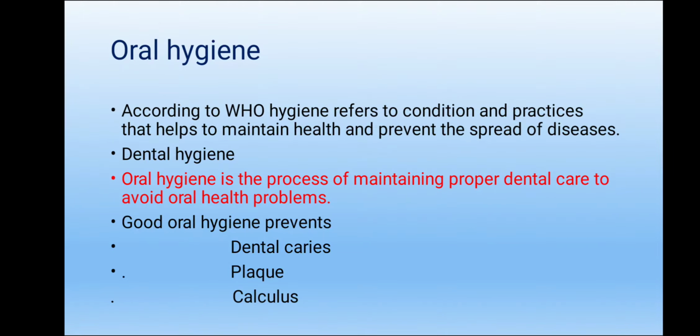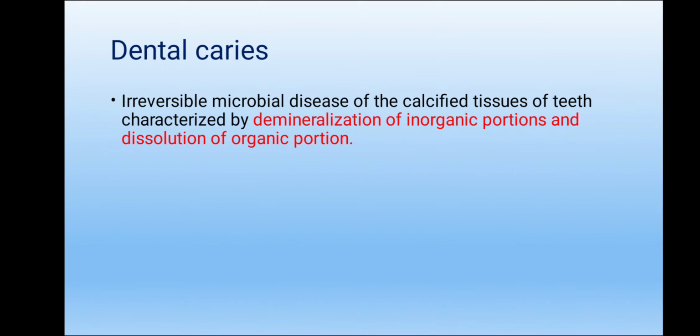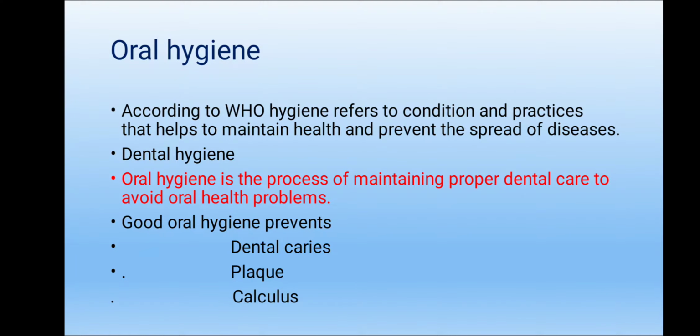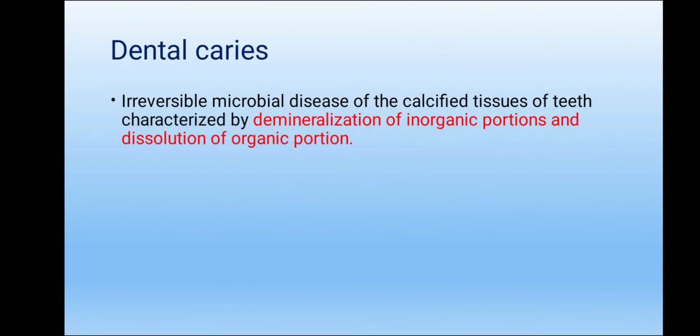Starting with oral hygiene. According to WHO, hygiene refers to a condition and practice that helps to maintain health and prevent the spread of diseases. Oral hygiene is also known as dental hygiene. So, oral hygiene is a process of maintaining proper dental care to avoid oral health problems, because good oral hygiene prevents dental caries, plaque, and calculus. So we will be discussing dental caries, plaque and calculus in a little detail, starting with dental caries.